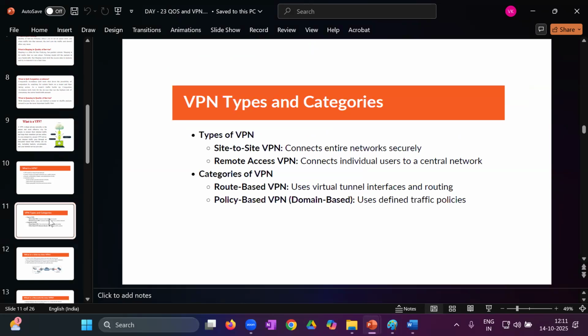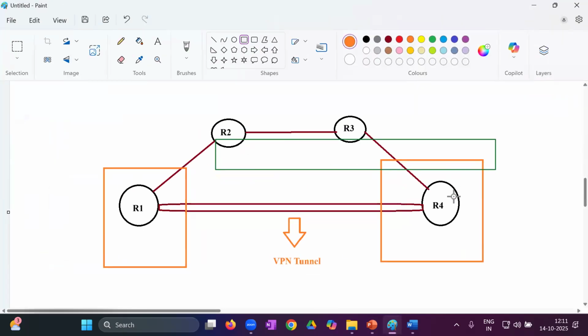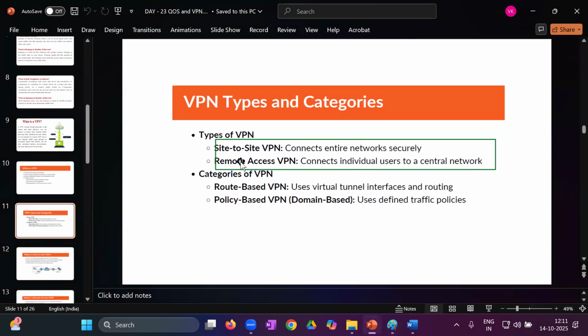Now see what it says, types and categories of VPN. In the types of VPN, we have one called site-to-site VPN and one called remote access VPN. What is site-to-site? It connects an entire network securely. The example that I have taken here is an example of site-to-site VPN. These two devices belong to the same organization, but the location is not the same. So between their locations, we have created a VPN tunnel. This is an example of site-to-site.